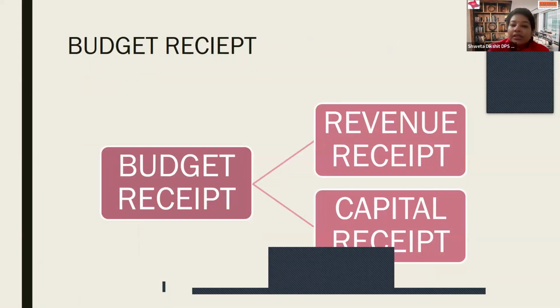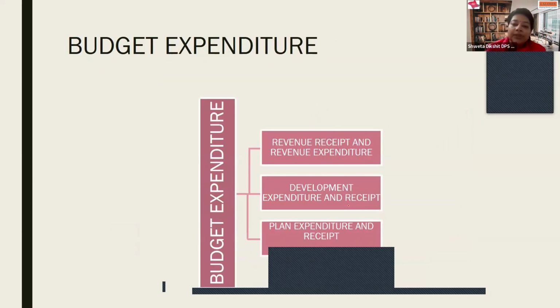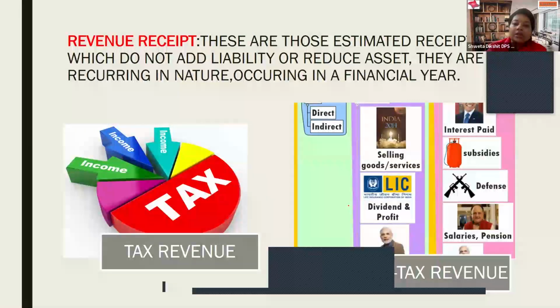Now the budget receipt is again of two types, that is revenue receipt and the capital receipt. Revenue receipt and capital receipt are self-explanatory by their names only. The revenue receipts are those estimated receipts which do not add any liability or reduce any assets.